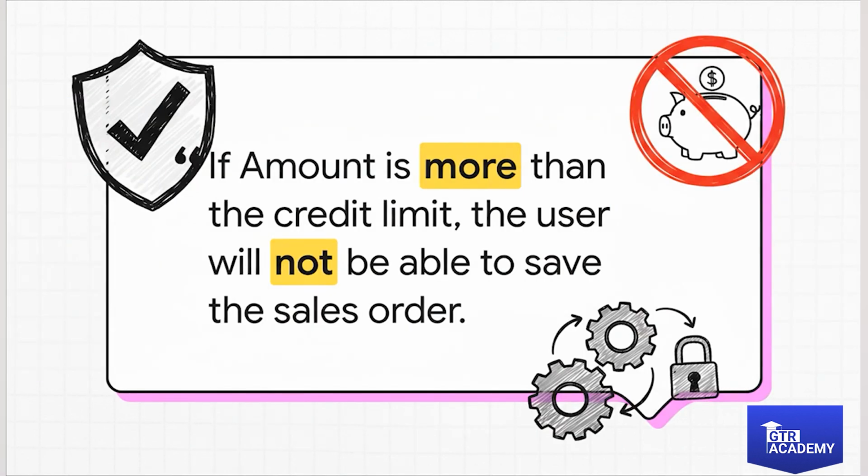And there it is, success. The system does exactly what we told it to do. It instantly recognizes that the order is over the credit limit, it throws up an error message, and, this is the most important part, it physically prevents the user from saving that risky sales order. This isn't just a friendly warning, it's a hard stop that directly protects the company's bottom line.